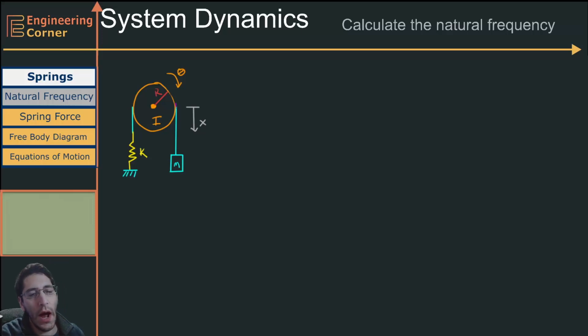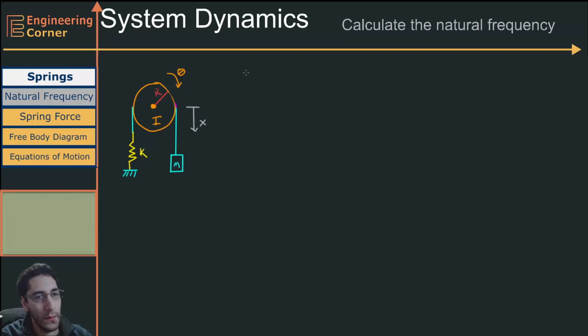In this video, I want to calculate the natural frequency of the system that you see here. This system is a block with a mass M connected with a string. The string connects over a pulley, and on the other side is connected to a spring. The spring has a stiffness of K. The pulley has an inertia of I and a radius of R, and it's spinning clockwise. And we are going to assume X, the positive direction, is going to be down.